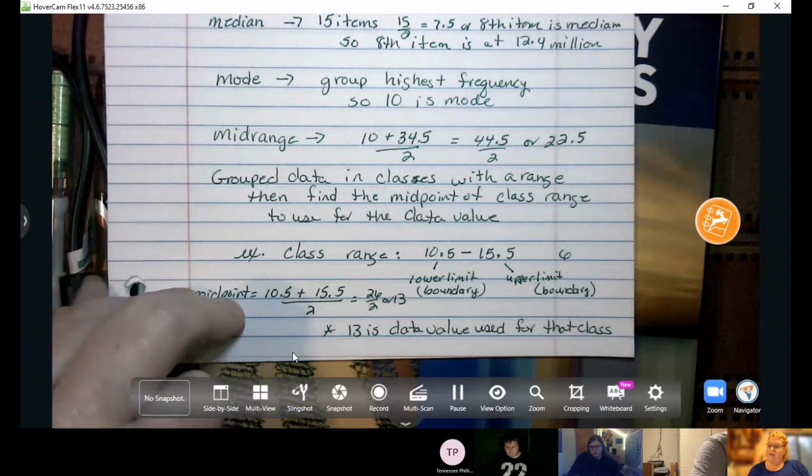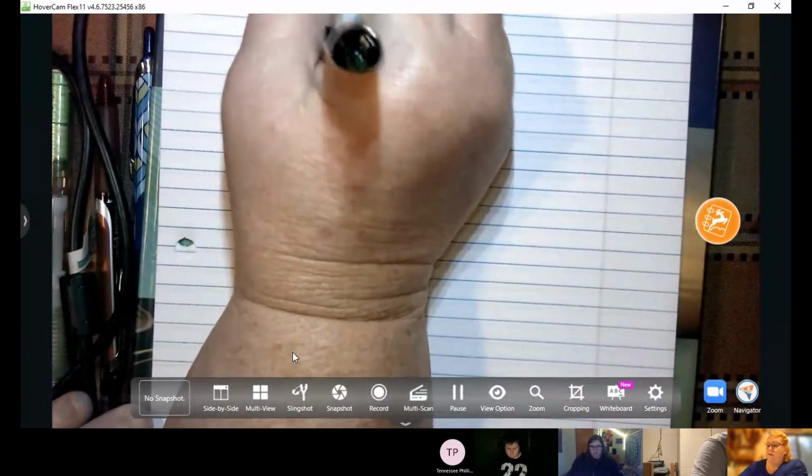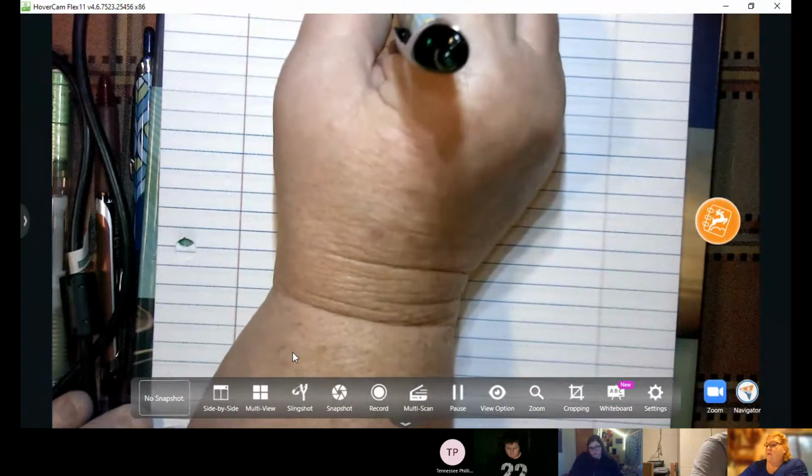All right, the next thing we want to cover is a weighted mean. This is used a great deal in calculating GPAs. That's not the only place that you do weighted means, but that is one place in particular. It is similar to group data, but it's not exactly the same.